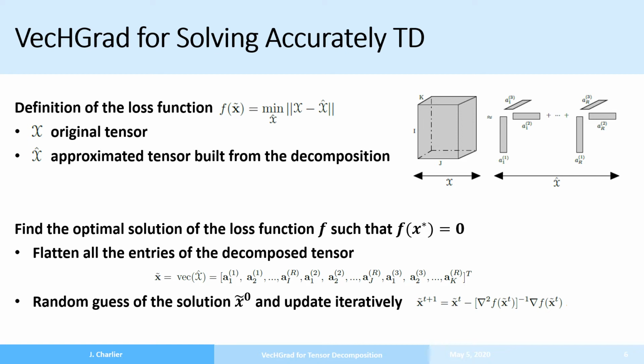And in the process, you start first with a random guess of the solution, and then you update iteratively according to a numerical optimizer. Here, for instance, you have the Newton update. However, if you are using the Newton update, then problems arise.